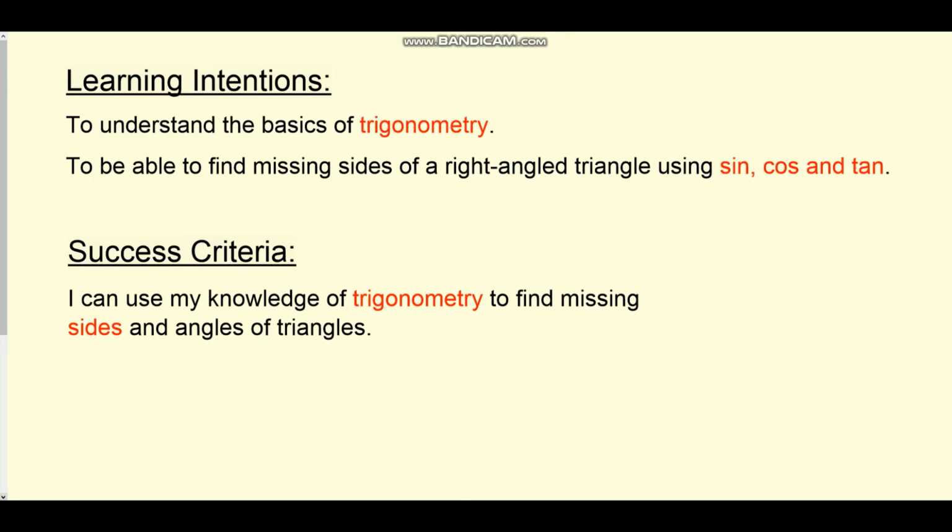Today our learning intentions are to understand the basics of trigonometry and to be able to find missing sides of a right angle triangle using sine, cos and tan. Now none of those words will mean anything to you yet, but we'll explain what those mean during the lesson. Our success criteria are that I can use my knowledge of trigonometry to find missing sides and angles of triangles. Today we're just going to focus on the side lengths of right angle triangles, and then in the next lesson we'll look at angles of right angle triangles.